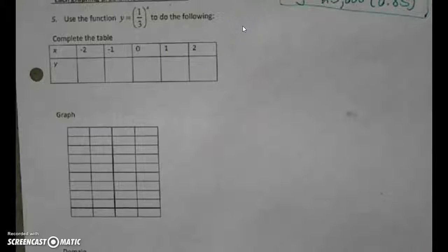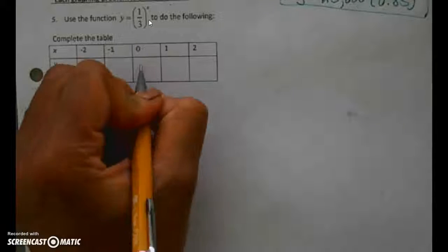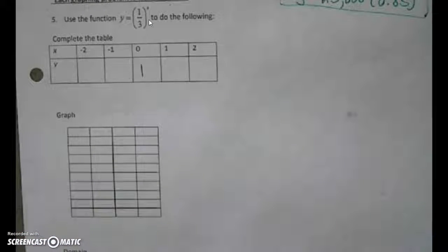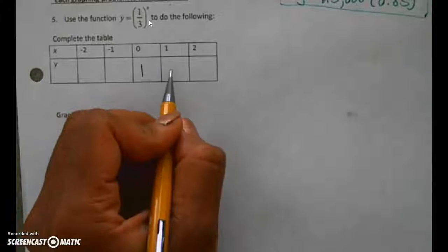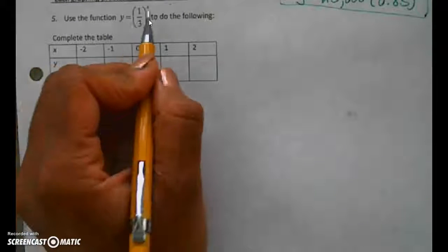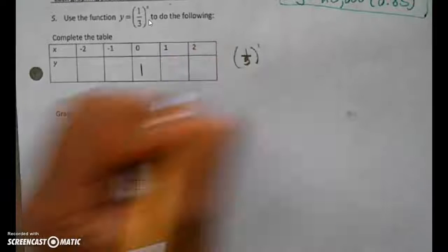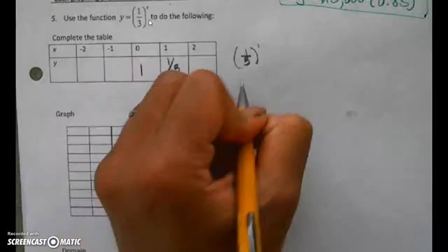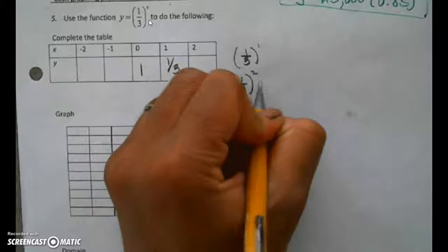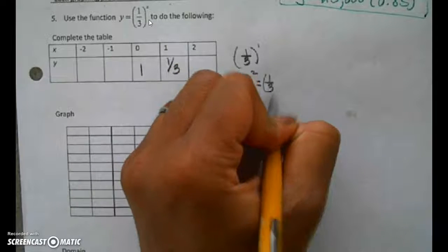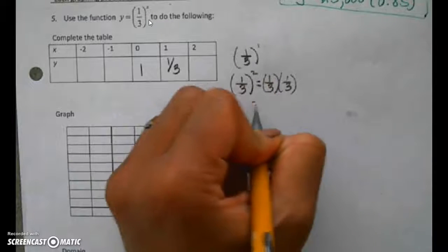I like to pick the easiest number that I can find from here to here. To me, I think 0 is easy because anything to the 0 power is 1. Now, the next easy number for me is putting this exponent to the first power. So what's 1/3 to the first power? Well, that's just 1/3. 1/3 to the second power? Well, that's 1/3 times 1/3, which equals 1/9.